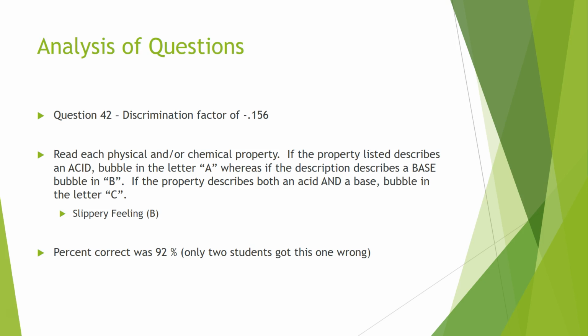Looking at those questions, number 42 had a discrimination factor of negative 0.156, so this was the lowest discrimination factor, although it had a very high percent correct, 92%. So only 2 students got this wrong. Both of those students were high-performing students, but only 2 got this one wrong.